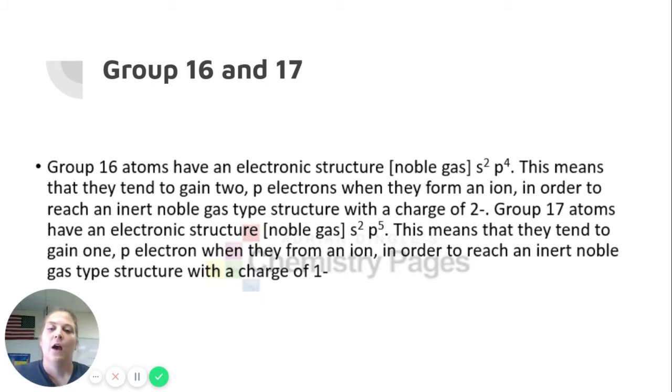Our group 17, you do need to know those are called halogens. So group 17 are our halogens, our fluorine, chlorine, iodine, bromine, the good stuff. They end in s2p5. Again, it would be crazy to try to lose all those electrons. It's much easier to gain 1 electron. So those are going to form ions with a charge of -1. Once they've gained that electron and have that charge, they now have a noble gas configuration.